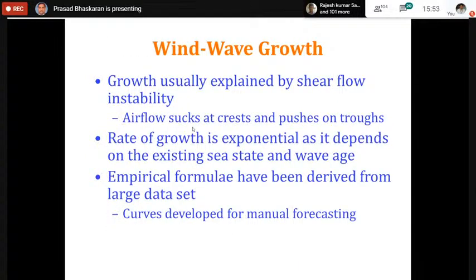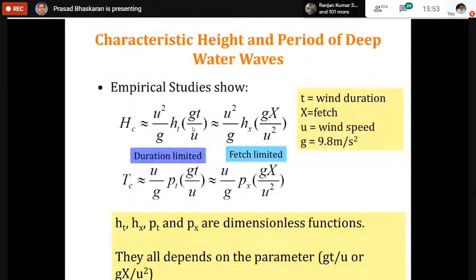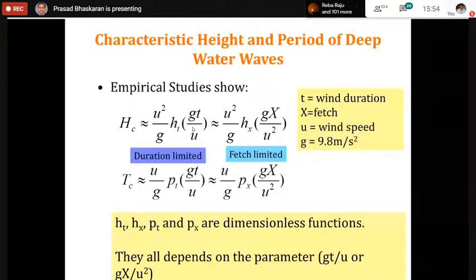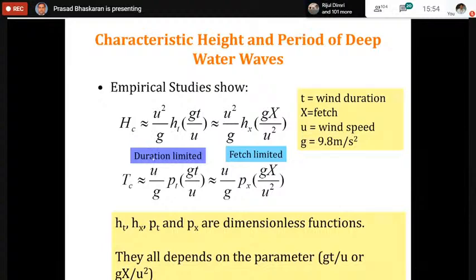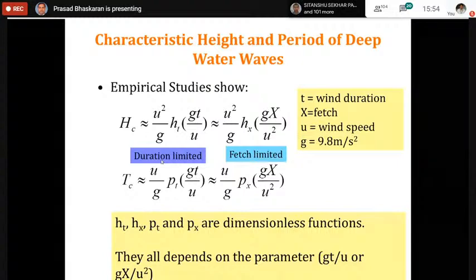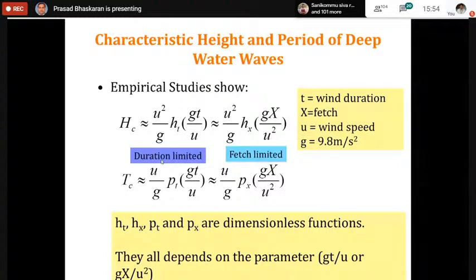I will skip this because I already mentioned it. If you look into the first generation models, they are basically empirical models. These are the non-dimensional parameters for the duration limited cases and the fetch limited cases. The fetch basically talks about the area in which the wind is blowing, and duration refers to how long the wind was blowing. Understanding the concept of fetch and duration, mathematical equations were developed to give the non-dimensional wave heights and the non-dimensional duration, as we see from this equation.